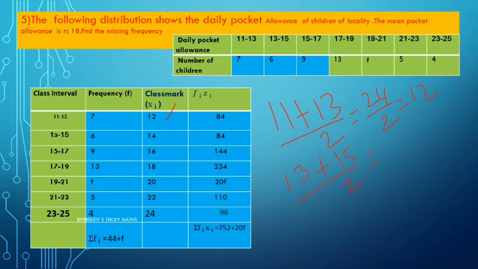Second one, 13 plus 15 by 2 equal to 28 by 2, that is 14. Next, 15 plus 17 by 2 equal to 32 by 2, that is 16. In this way we can get the other class marks also, that is 18, 20, 22, 24.